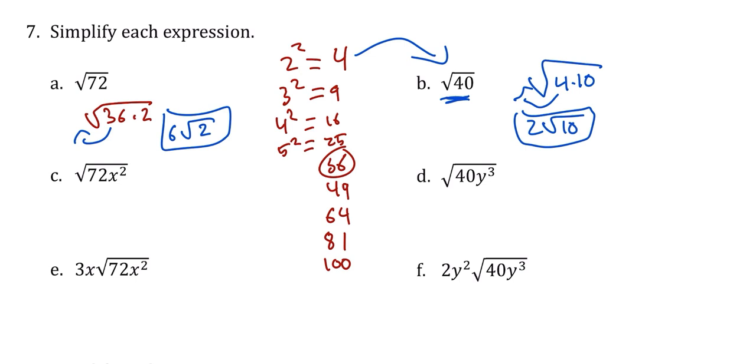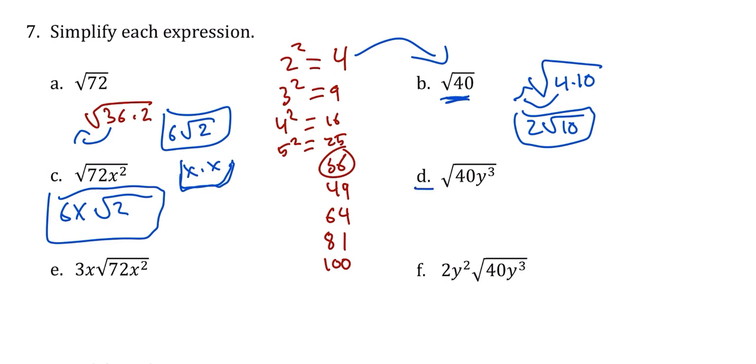Okay, let's go to part C. So here we have 72, and we also have this variable x. Now, we know 72 is 6 root 2, so we can start with that right away. Now, x squared is just x times x. And so when we have x squared in the radical, we're allowed to take it out in pairs. So x squared is a pair of x's multiplied together. That means we can take this pair of x's out of the square root and leave one of them on the outside. So we get 6x root 2.